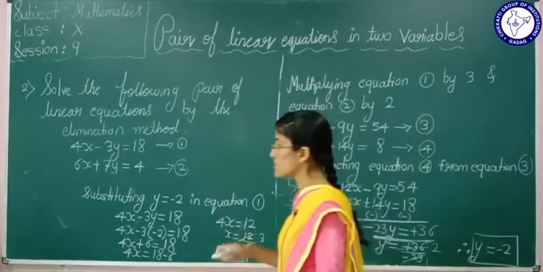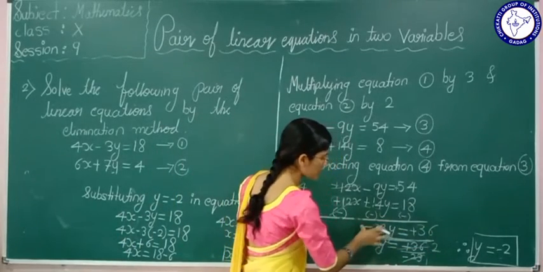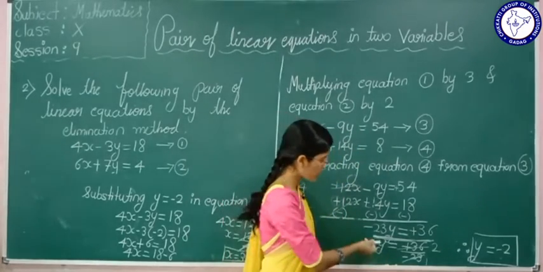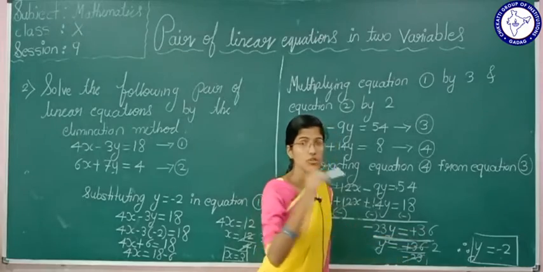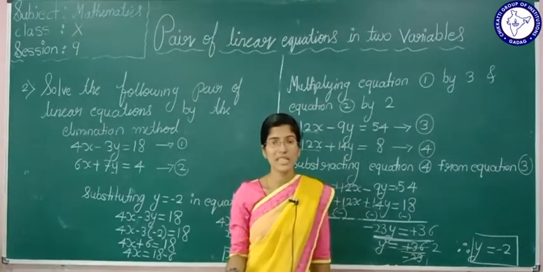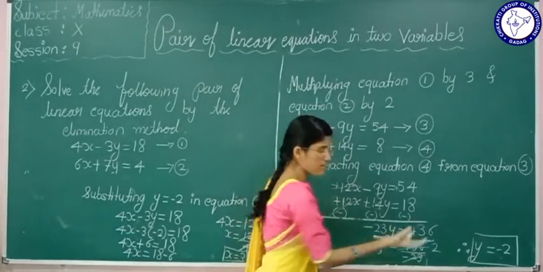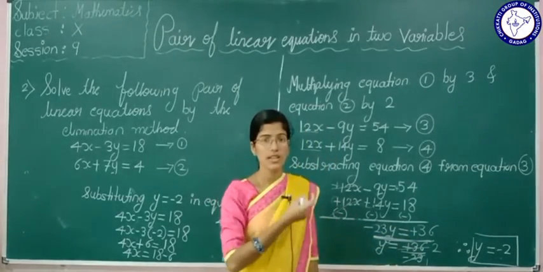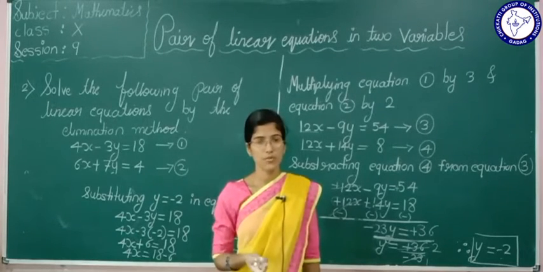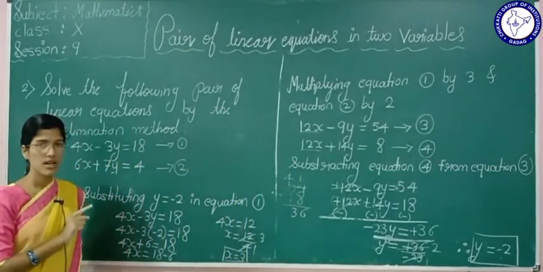Suppose while solving we got something like 0 is equal to 9, as in the last problem. At that time the given pair of linear equations has no solutions. Suppose we got something like 10 is equal to 10. That is true. Therefore, the given pair of linear equations has infinitely many solutions.